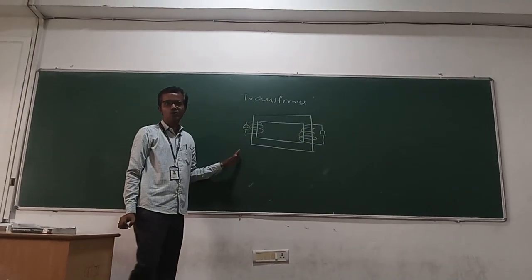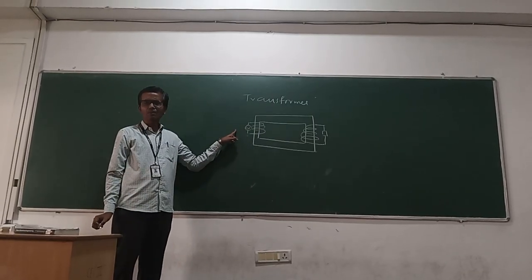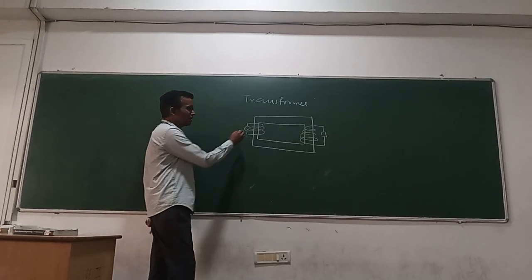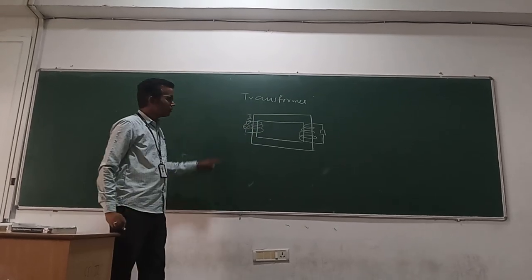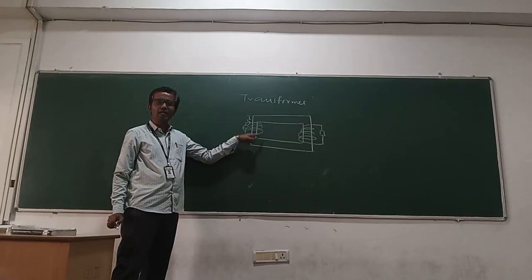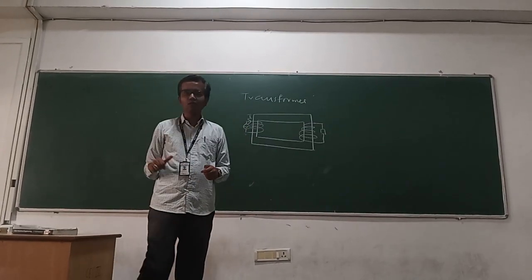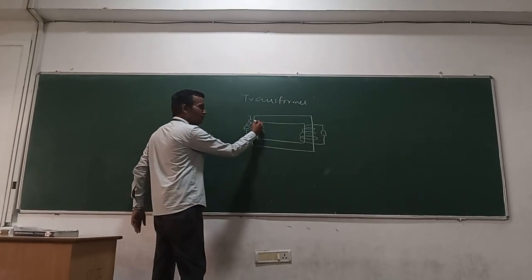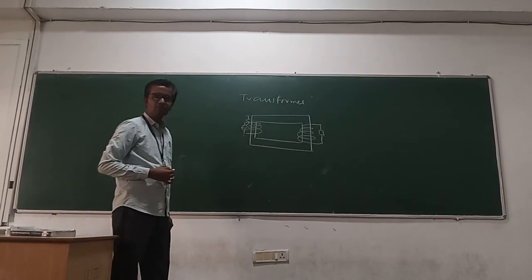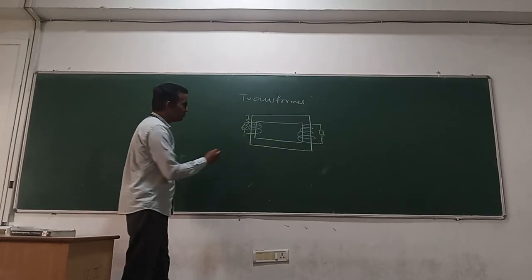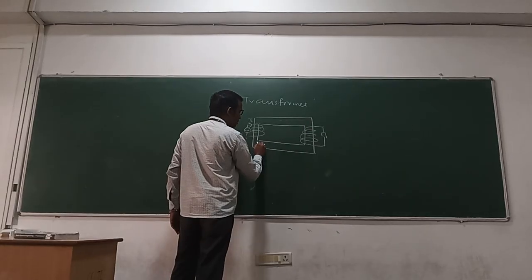In the case of the transformer, whenever we give the supply to the primary winding, there will be a flow of current I. Whenever this current I is flowing through the winding, because of the right hand thumb rule, around this winding magnetic flux will be produced. That flux, by means of the core, travels to the other winding.